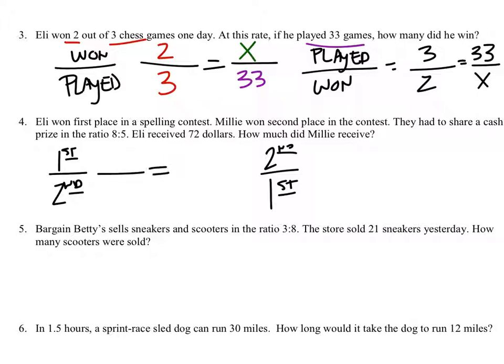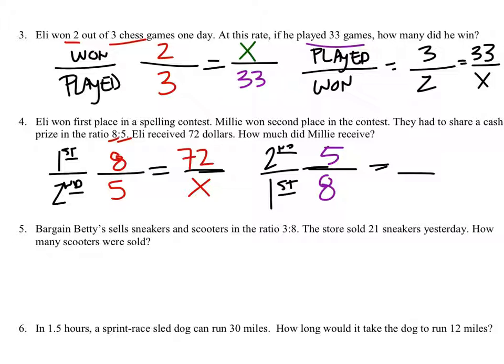So we'll set these up. We got these proportions up in here. And we can see first place is going to win 8, while second place wins the 5, because second usually wins less. And Eli, who won first place, got $72. So we need to know how much Millie, who won second place, will receive. Now again, we'll write this again. Second place was 5. First place was 8. And first place was Eli, who won $72.